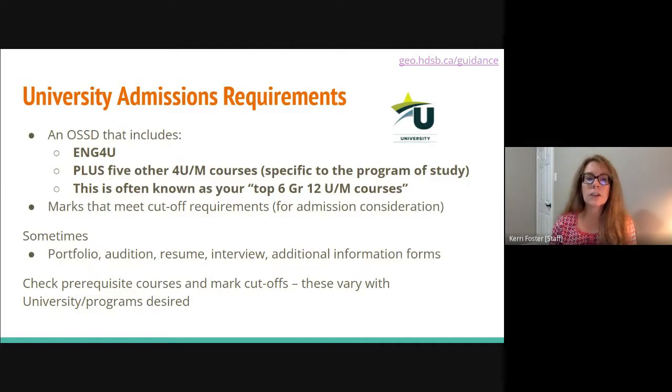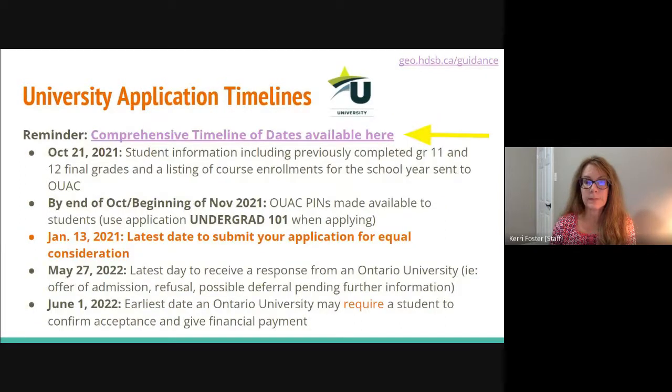So again, we encourage students to check very carefully with the university for the fine print, what some of those cutoffs are and all of those required courses. In terms of important dates for university application, as of today, the student information in terms of previously completed grade 11 and 12s, as well as the courses students are enrolled in now, that's been uploaded to OUAC. And then right now, again, we're in the research phase where students are continuing to research. Once students have their PIN, they can begin applying here.